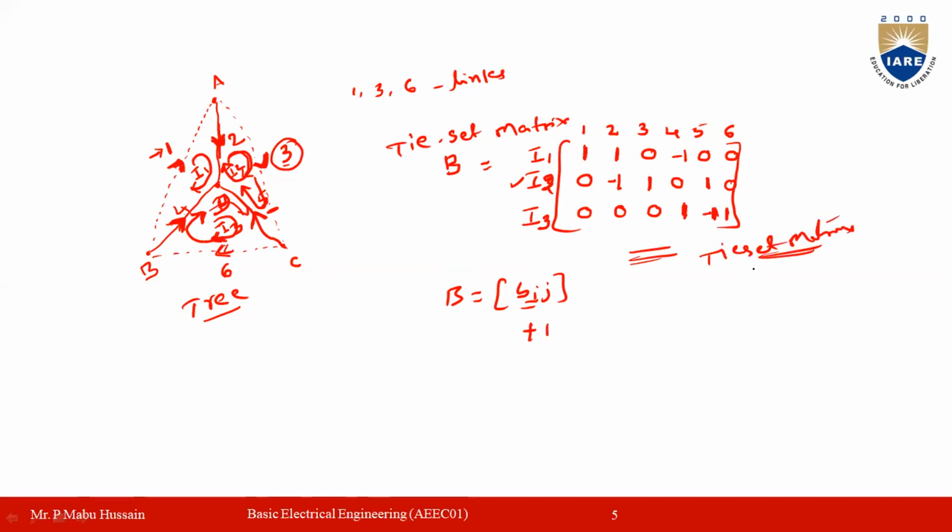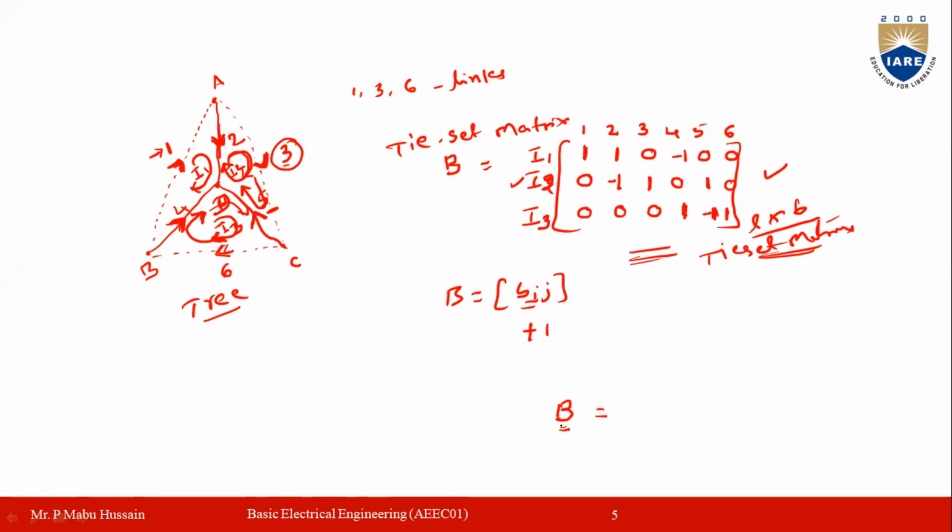This tie set matrix has an order of loops into branches, or link currents into branches. So this is how you can develop the tie set matrix. Is there any doubt here? If anyone has a doubt, you can ask me. The tie set matrix is represented with the letter B.